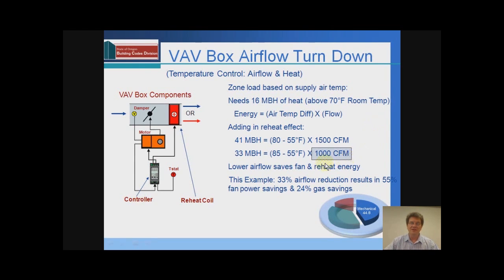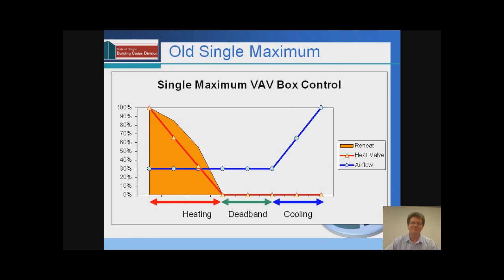When I reduce the airflow to 20%, or in this example 1,000 CFM, it turns out that I reduce that reheat requirement to 33%. So in this example, with that 33% airflow reduction, I reduce it to 33,000 BTUs per hour. That airflow reduction results in a fan reduction of energy use of 55%, and in fact that reheat savings results in a 24% gas savings back at the boiler once you calculate in boiler efficiency. So let's look at how these controls work.